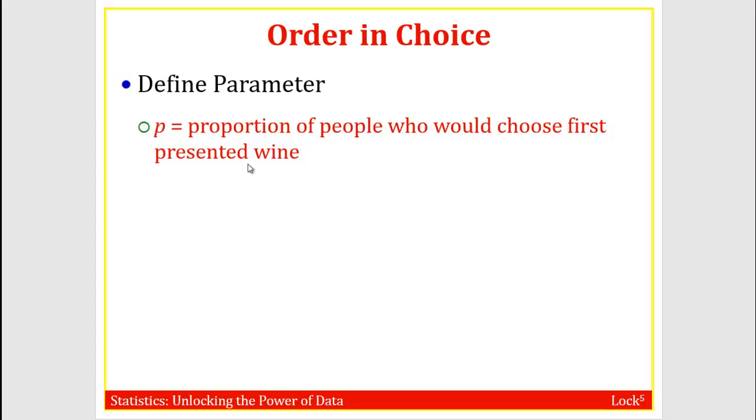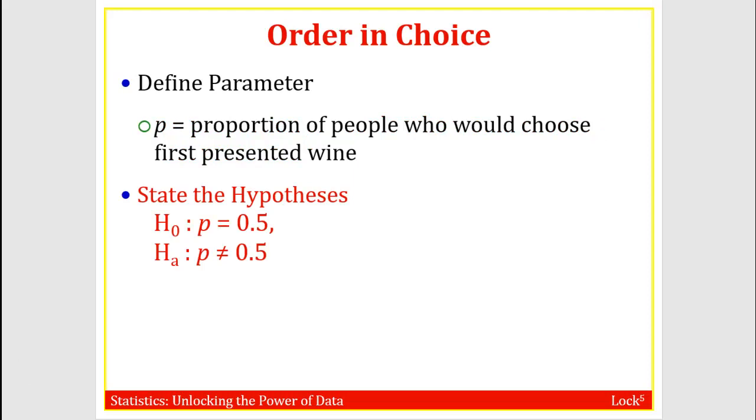In this case, p would be the proportion of people who would choose the first presented wine. Next, we're going to write our hypotheses. If they were equally likely to choose the first presented or the second presented wine, then the probability that they would choose the first one would be 50%. So under our null hypothesis, again, if we're saying that there's no difference in the probability of choosing either wine, it'd be 50-50. So our null hypothesis would be p equals 0.5.